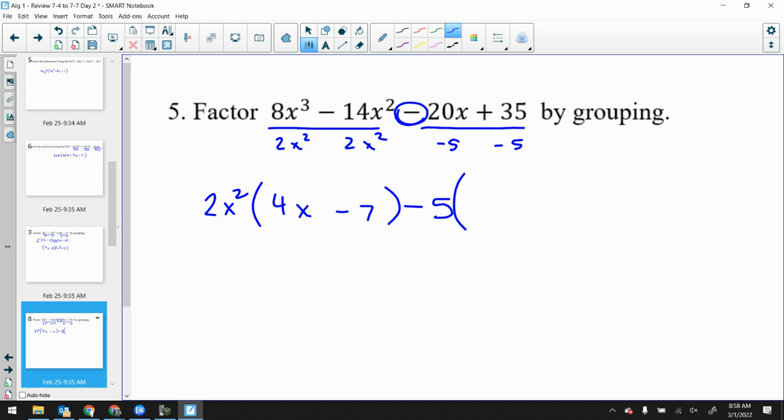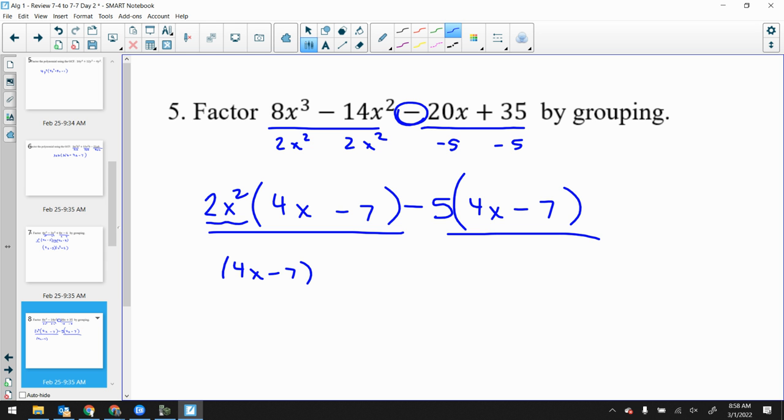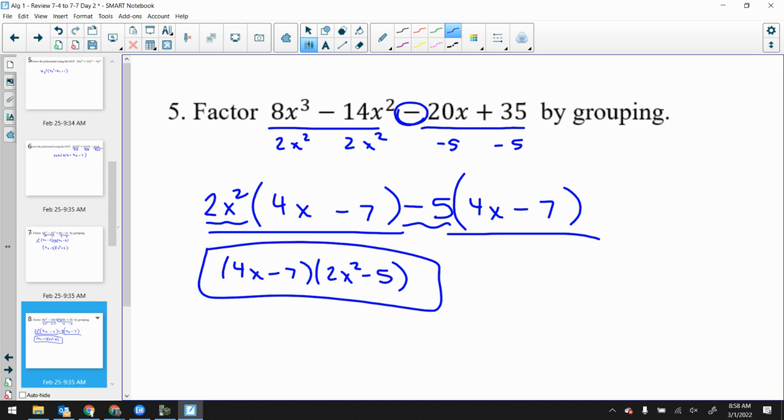All right, and what's left over on the inside then? Plus 4x. And then -7. Good. And the reason I say that is because these have to match. It's got to be a positive 4x. And then the leftover pieces are the 2x squared minus 5. Questions about 5?